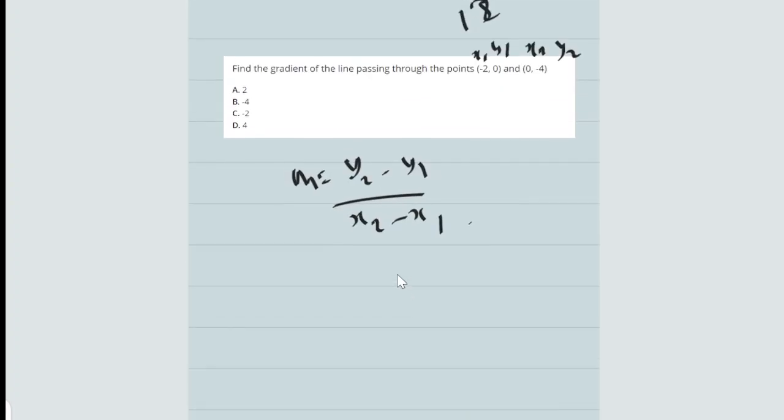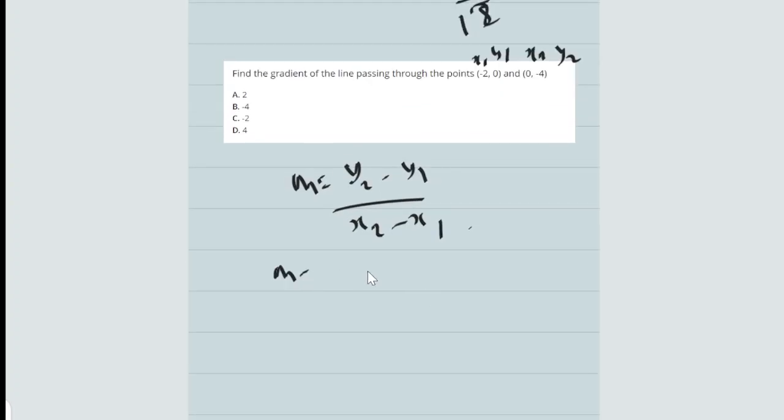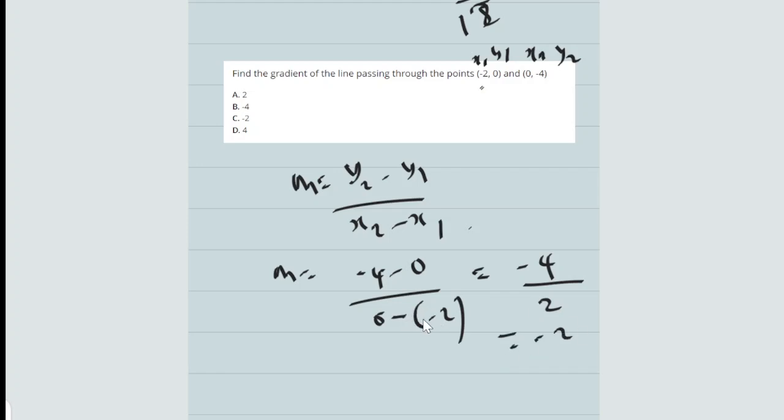So if you now substitute this into the formula, then I'm going to have my m, which is the slope, to be what? y2 minus y1, that is minus 4 minus 0, over x2 minus x1, that is 0 minus minus 2. So plus 2, because x1 is minus 2, but there is a minus in the middle before. This will now give me minus 4 divided by 2. So that's going to give me minus 2. Your answer is minus 2.